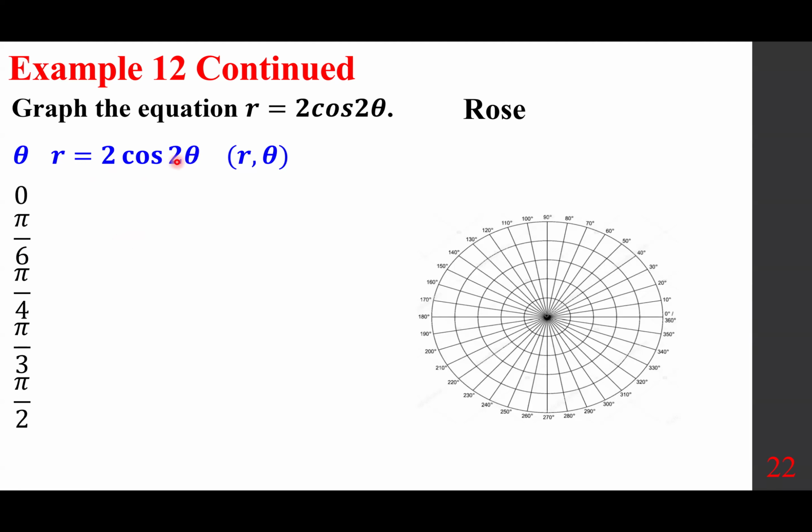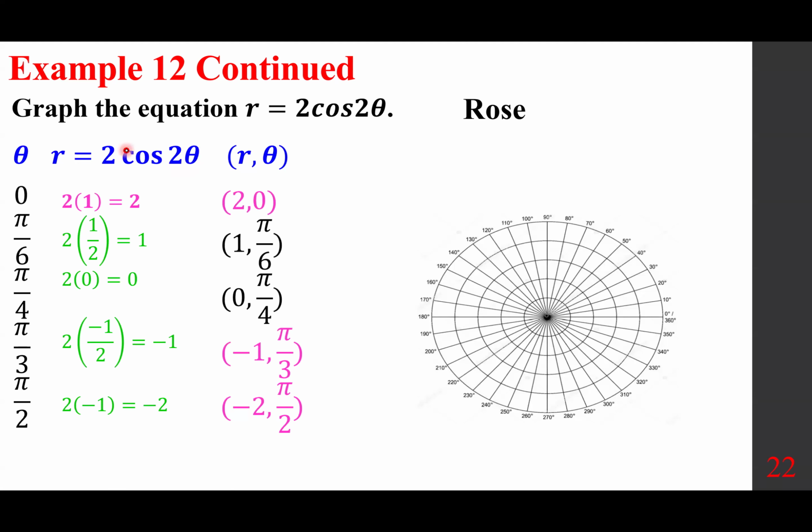Pi over 4 times 2 is pi over 2. Cosine is 0. Pi over 3 times 2 is 2 pi over 3. Cosine is the same as pi over 3, 1/2, in the second quadrant is negative 1/2. 2 times negative 1/2 makes it negative 1. Pi over 2 times 2 makes it pi. Cosine of pi is negative 1 times 2 makes it negative 2. And these are the pairs.